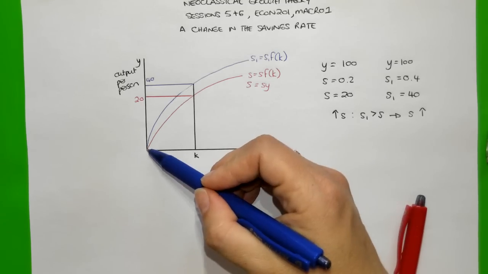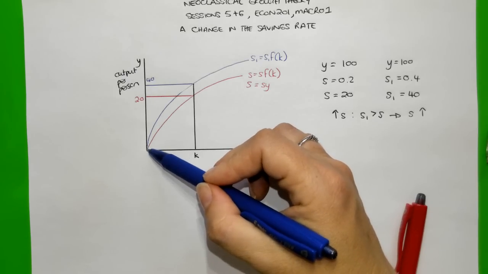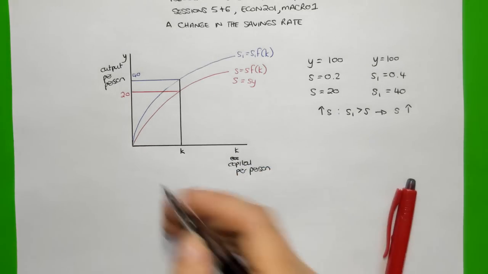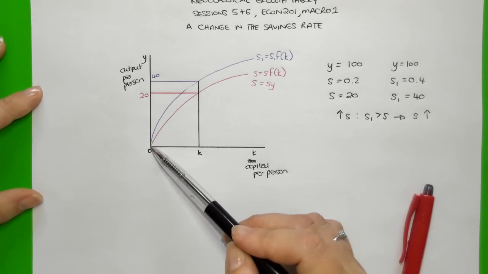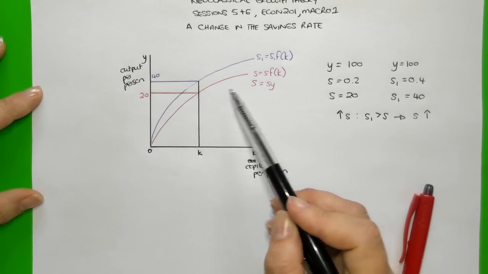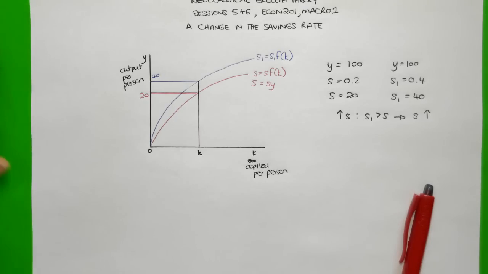And that's why it's a pivot. The savings function pivots upwards from the origin. So the intercept here is still at the origin. Okay, so if there is an increase in the savings rate, that will pivot upwards the savings function. Similarly, although I'm not going to go through that example, a decrease in the savings rate would pivot the savings function downwards. So if there was a decrease in the savings rate, we would draw our new savings curve below the original savings curve.